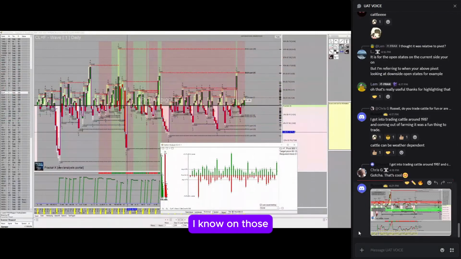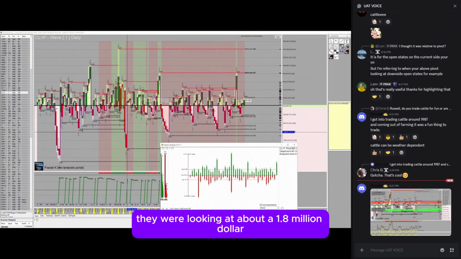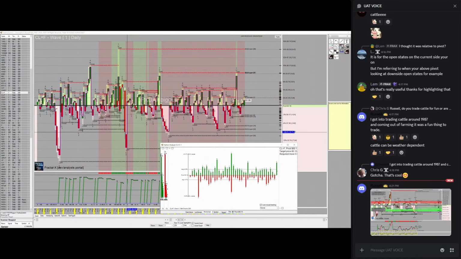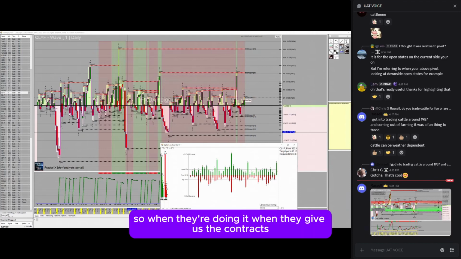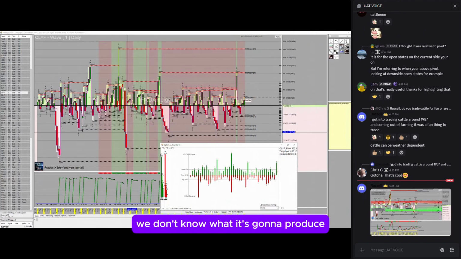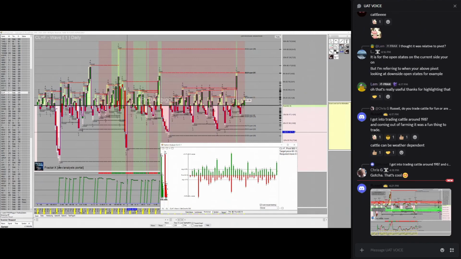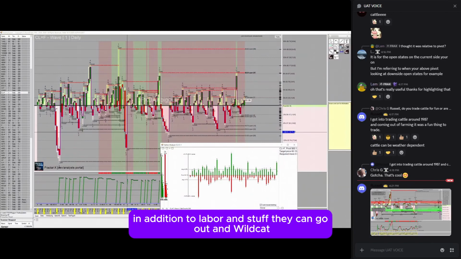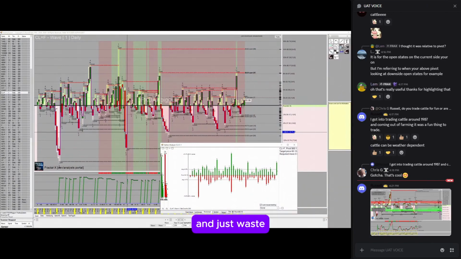I know on those wells they were fracking, the few we had, they were looking at about a $1.8 million investment, I think, to frack each one, and up to 2 million. And when they give us the contracts, they're like, "Well, we don't know what it's going to produce," and they're like, "We're spending the money," and so it does. In addition to labor and stuff, they can go out and wildcat. They can go out and frack a bunch and just waste money hand over fist.